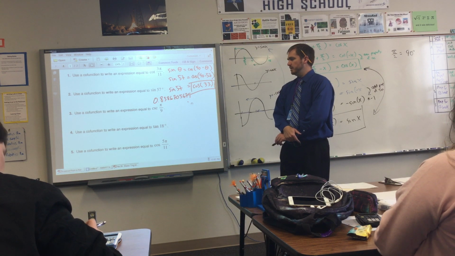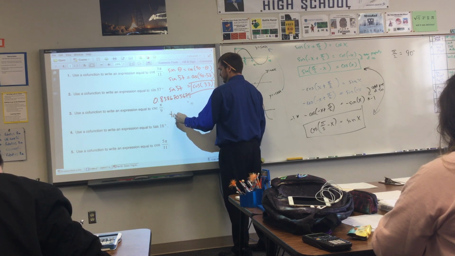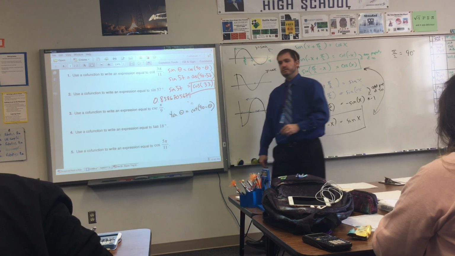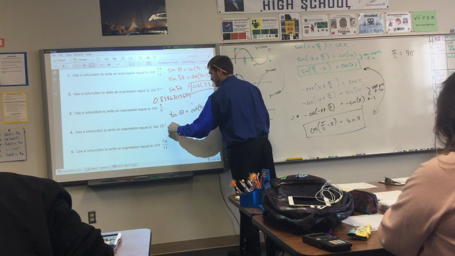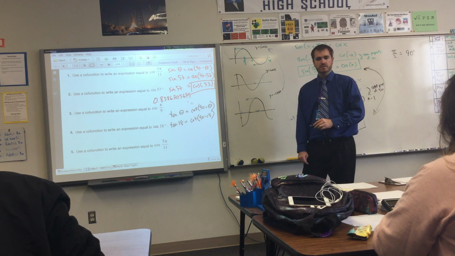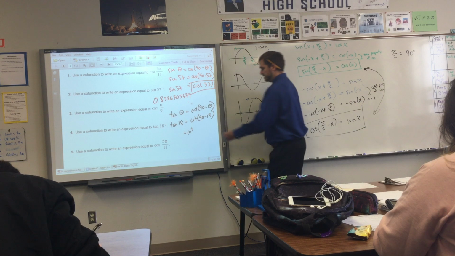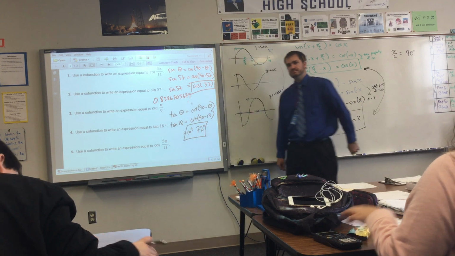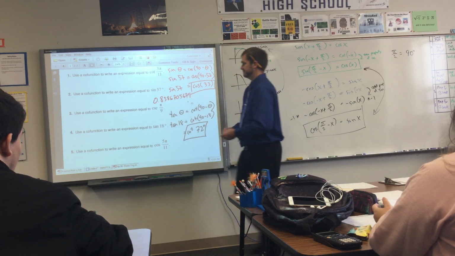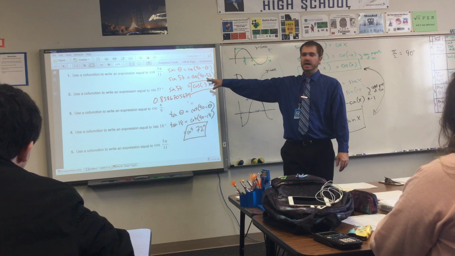Let's go down here to number 4. Use a cofunction to write an expression equal to tangent of 18. I'm not going to mess this one up. So tangent of theta is equal to cotangent of 90 minus theta. There we go. So tangent of 18 would be cotangent of 90 minus 18. And so then all we have to figure out is, what is 90 minus 18, class? Cotangent 72 degrees. Answer. All right, everybody good on this?